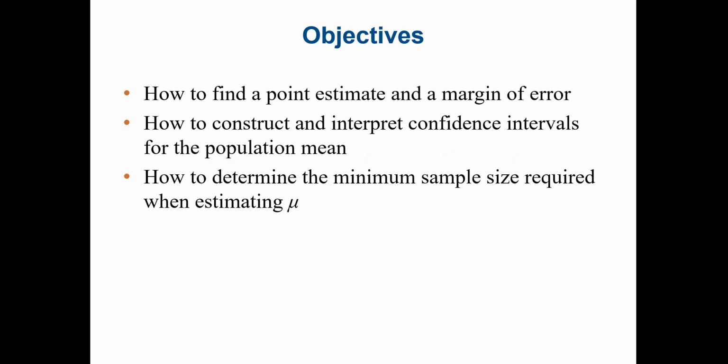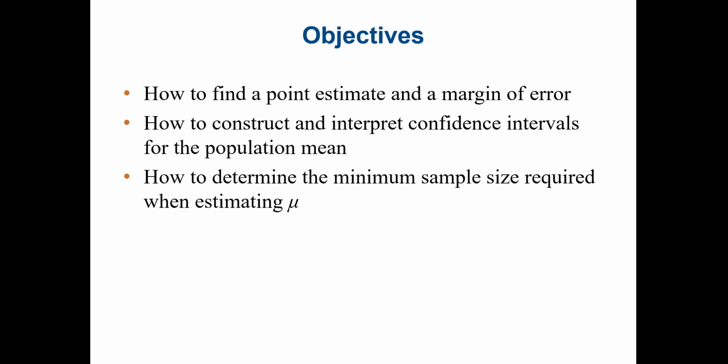Now, what are the objectives? We want to look at how to find a point estimate and a margin of error. Then we will move on to construct and interpret confidence intervals for the population mean. And then we will determine the minimum sample size required when estimating mu, which is the population average.